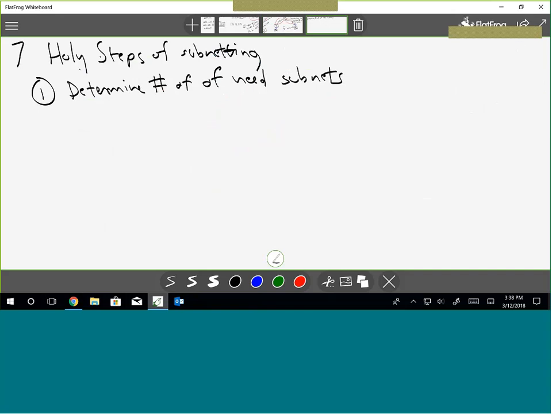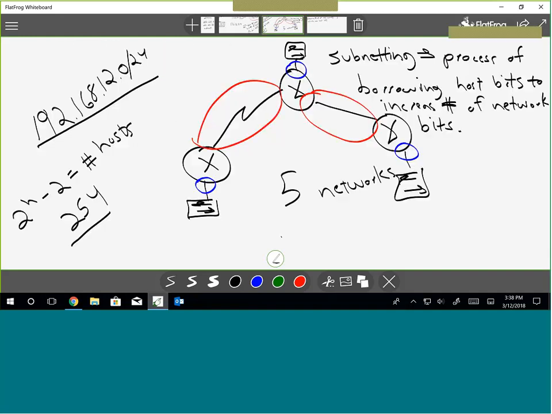Step 2, you write out your host bits. Now, once you get a little bit more advanced, you don't have to do this. I have my students do this because I want them to see that what they are doing when they subnet is they are borrowing host bits to increase the number of network bits. So as you increase the networks, you lose hosts. Okay? So this is the network we're working with.